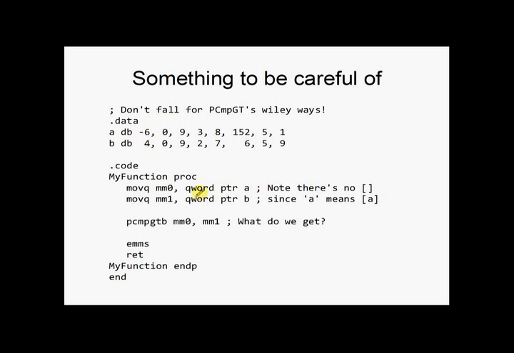One other thing that I want to point out is you don't need the square brackets around the A here. Here we're moving a quad word into MM0 from the array A that I've defined up here in the data segment, and there's no need for square brackets. Anyway, this is the line we're really concerned about, PCMPGTB. So pretty much just move A into MM0, B into MM1, and then do the comparison. But let's see what we get.